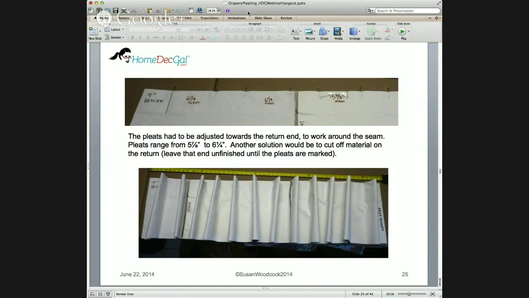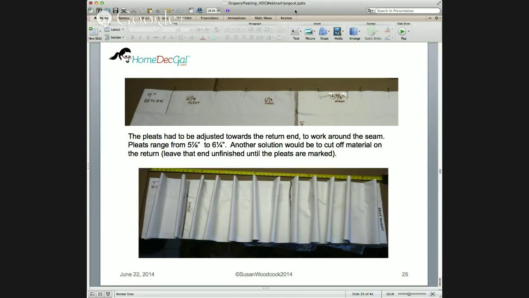So at the top you can see that instead of 6-inch pleats, I have a 6 1/4 inch pleat and then a space, a 6 1/4 inch pleat, and then the seam is really close to that pin, and then the space, and then the next pleat is 5 7/8. So I sort of had to eke out a little bit from one pleat, and then the next pleat over was also 5 7/8.